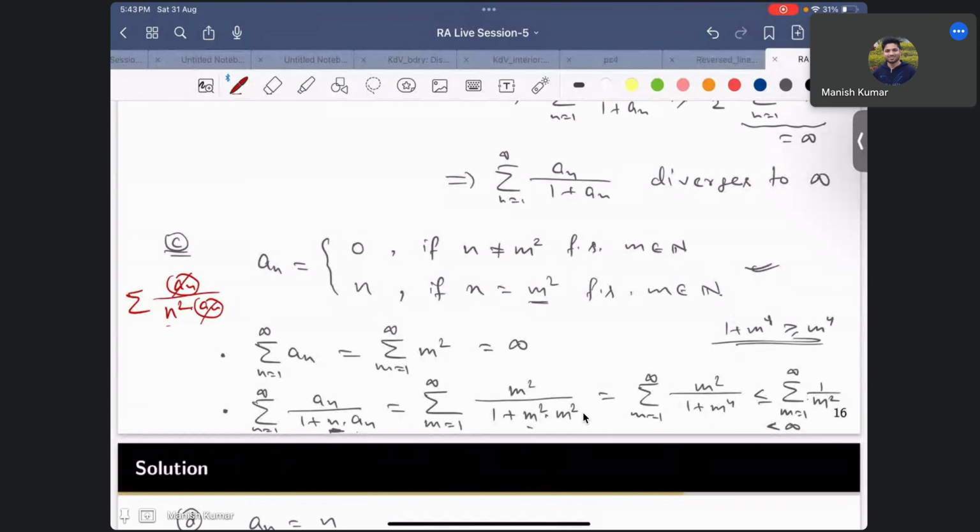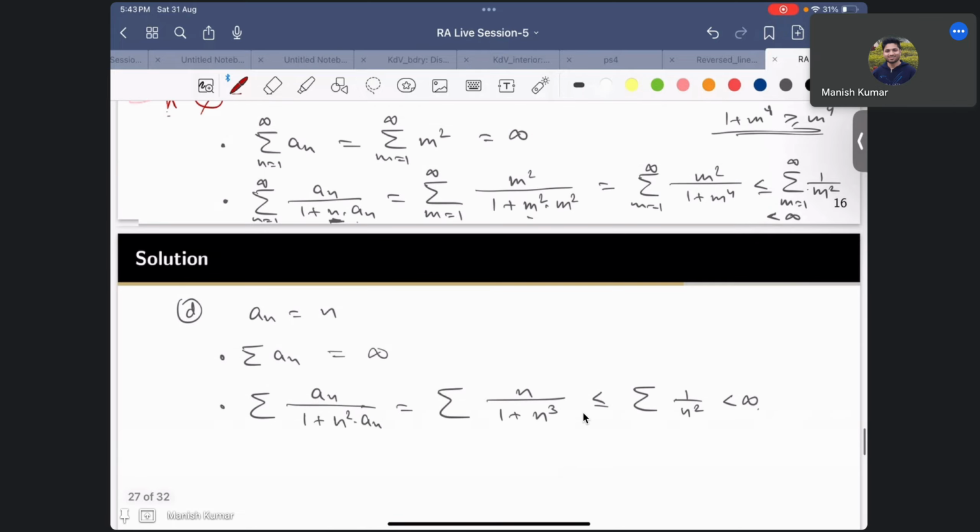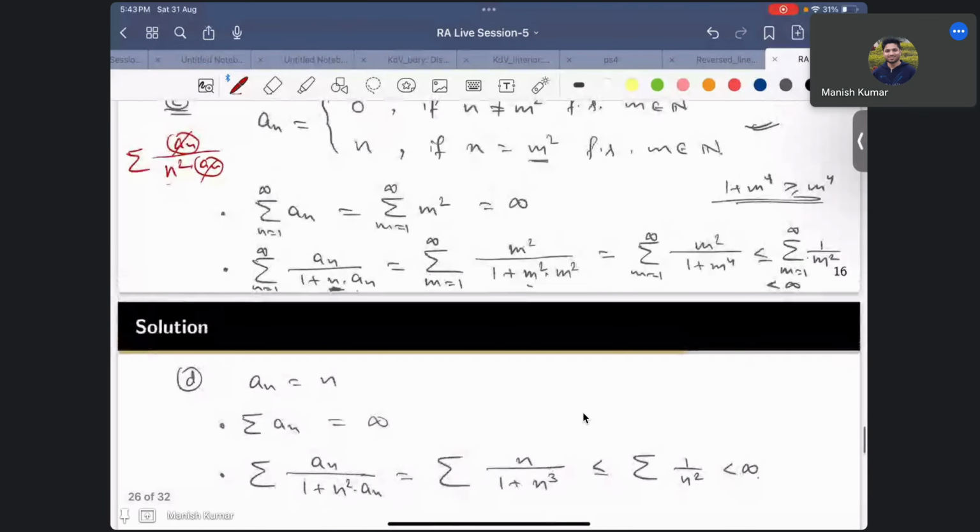Okay, sir. Fine, sir. This is what has been done here. If you see in the d part, you don't have to do all those tricks. Whatever an you choose, we don't care at all. It is divergent, that an will cancel, so you have 1 by n square automatically, and that's enough. So if you choose an equal to n, then it's very easy. You will get n cube. This n and n cube will cancel to get 1 by n square, and then it's finite. This is the main difference between D and C.